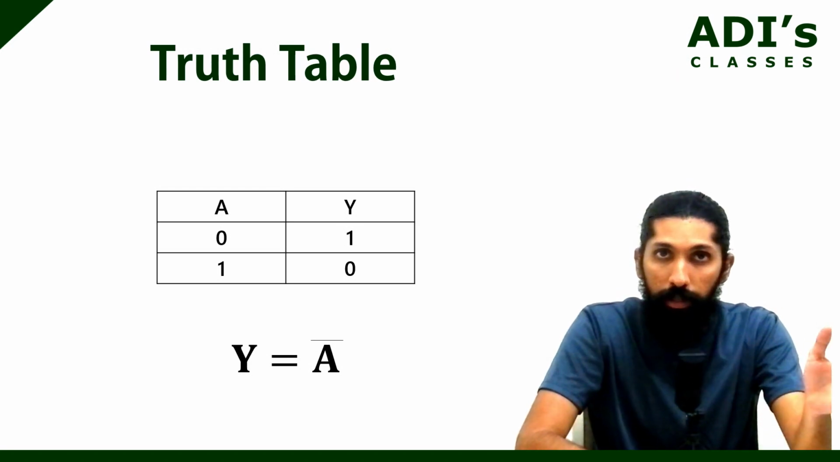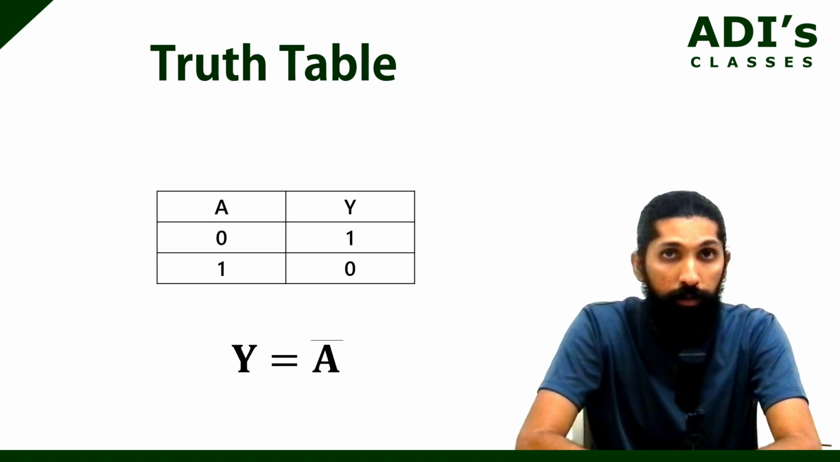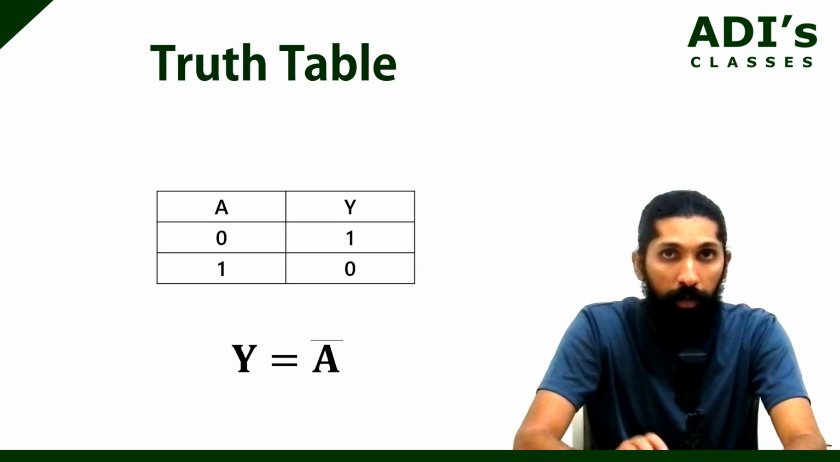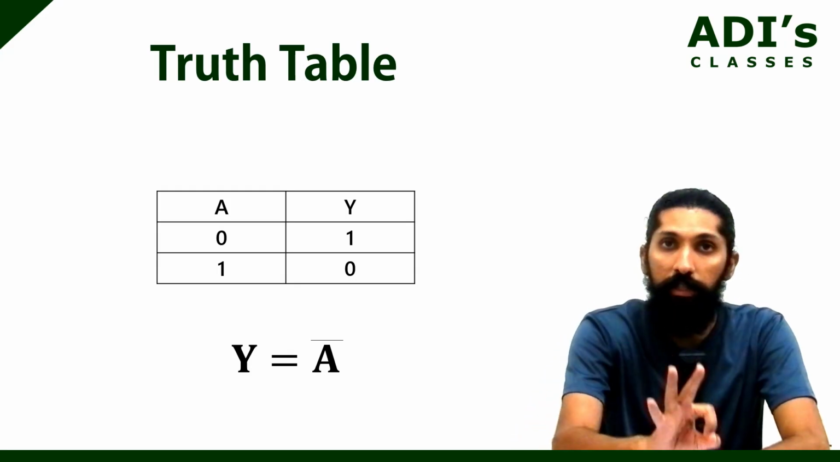So, look at the truth table: 0, 1, 1, 0. And the symbol we use is this one. We call it Y is equal to A complement or A bar. This is a NOT gate. These are the three main gates.